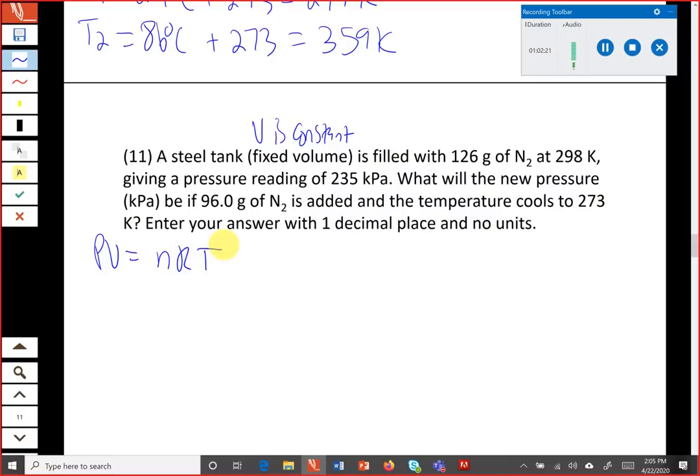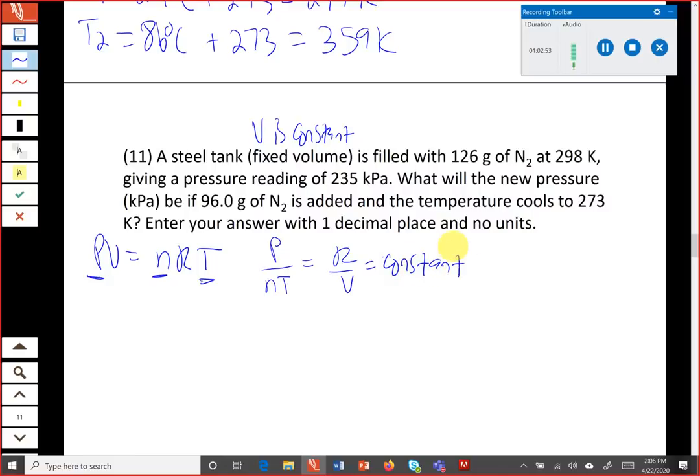in this problem, of course, R is always a constant, volume we said is a constant, but pressure, number of moles, and temperature are all changing. So again, we're adding gas to the tank. That means we have more moles at the end. And we're telling you that the temperature goes from 298 to 273. And then we're trying to figure out how that affects the pressure. So that, of course, is going to be changing. So when we rearrange in this case, we get pressure, number of moles, and temperature on one side, and then R and volume on the other side.